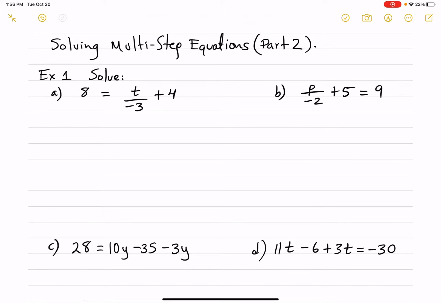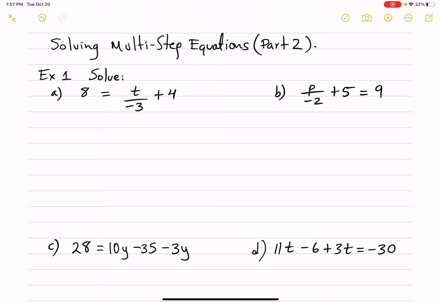Hello students, in this class I'm going to show you how to solve multi-step equations. This is part 2. I have already uploaded a video where I have a few more examples on how to solve some of these questions.